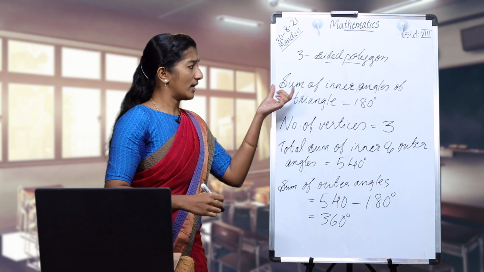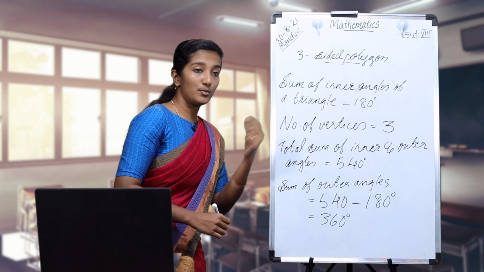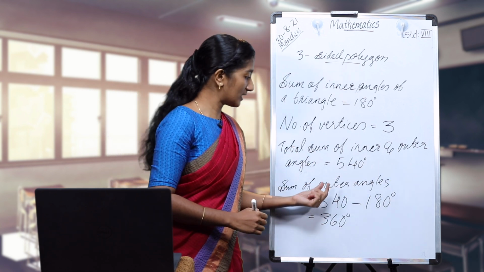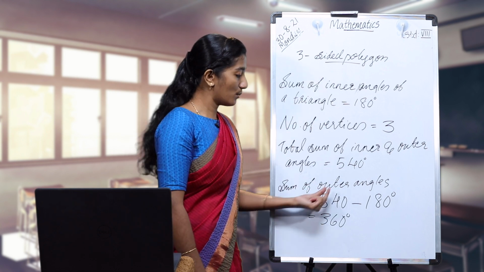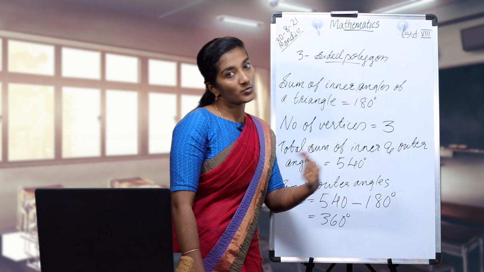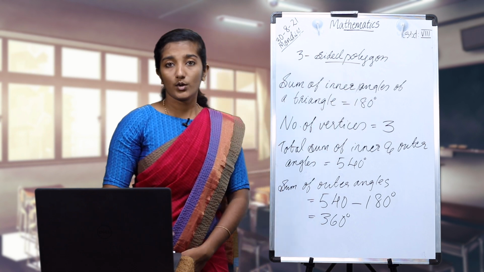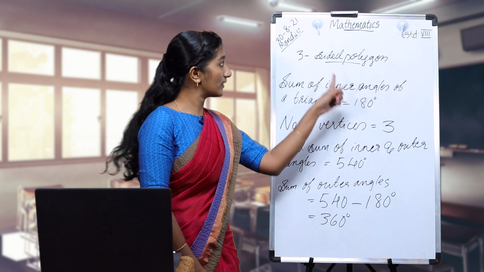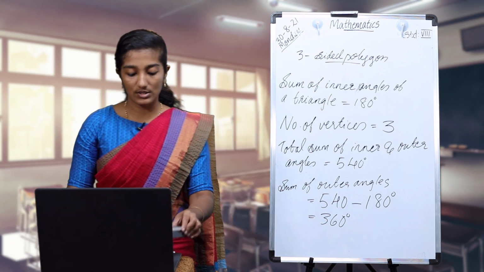Okay. Then what is the sum of inner angles of a triangle? 180 degrees, and the number of vertices is 3, and the total sum of inner and outer angles is 540 degrees, and lastly we find the sum of outer angles as 540 degrees minus 180 degrees, that is 360 degrees. Okay, do you understand this? How to find the sum of outer angles of a three-sided polygon? Okay, let's complete our activity card.